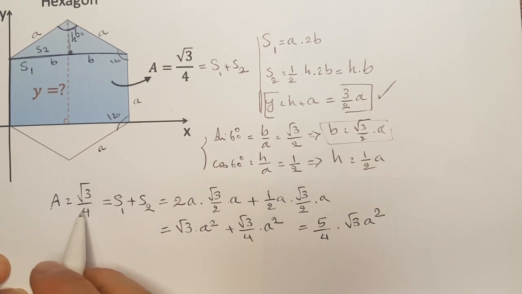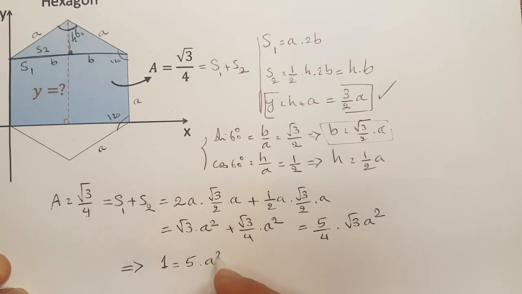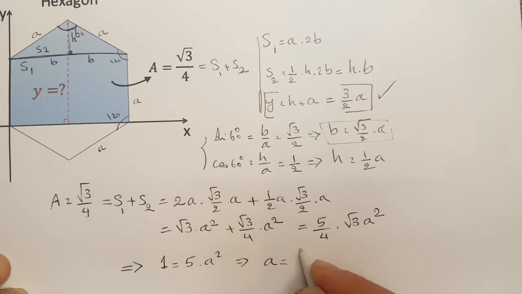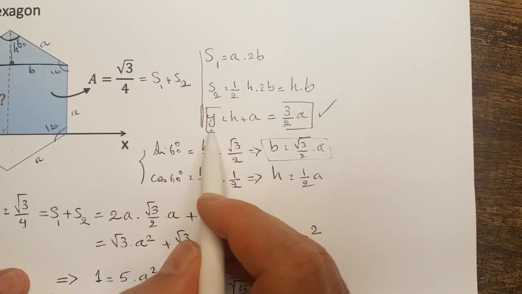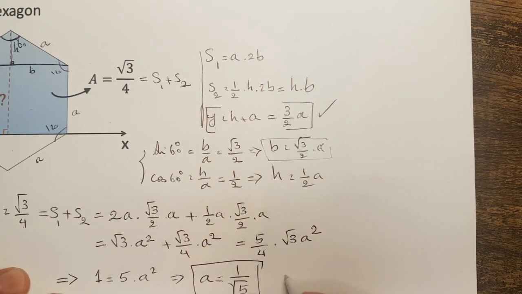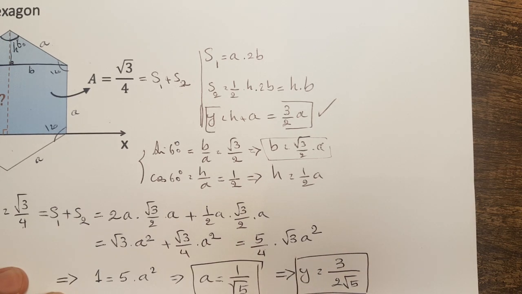But we know that this is equal to square root of 3 over 4, and then from here 4 and square root of 3 will be canceled out. We'll have 1 is equal to 5 times a squared, and from here a is 1 over square root of 5. And we know that y is 3/2 of a, then y will be 3 over 2 square root of 5. So this will be the value of y.